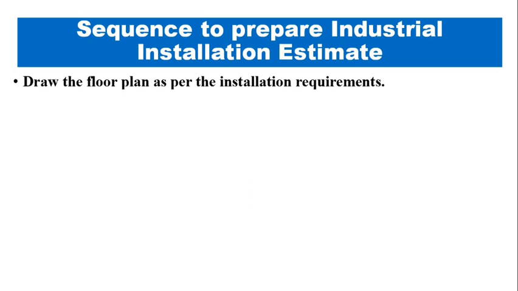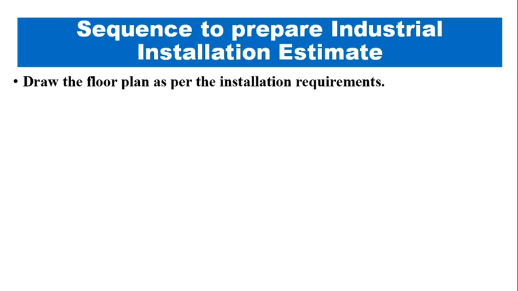If we are given that we have to install one motor, two motors, then we require the starters, control board, main board. For this installation we have to draw the plan where we will install our main board, control board, motor. We have to draw first the plan of that installation.